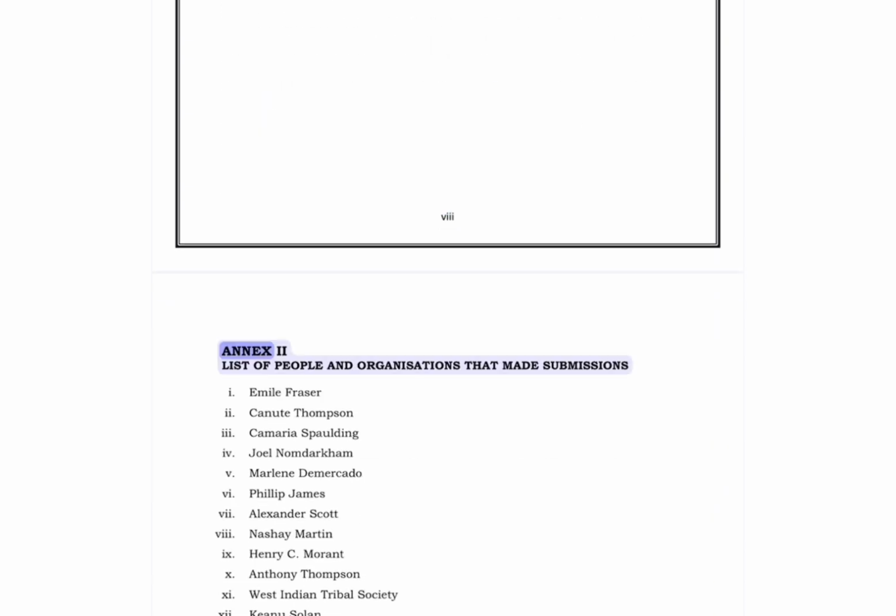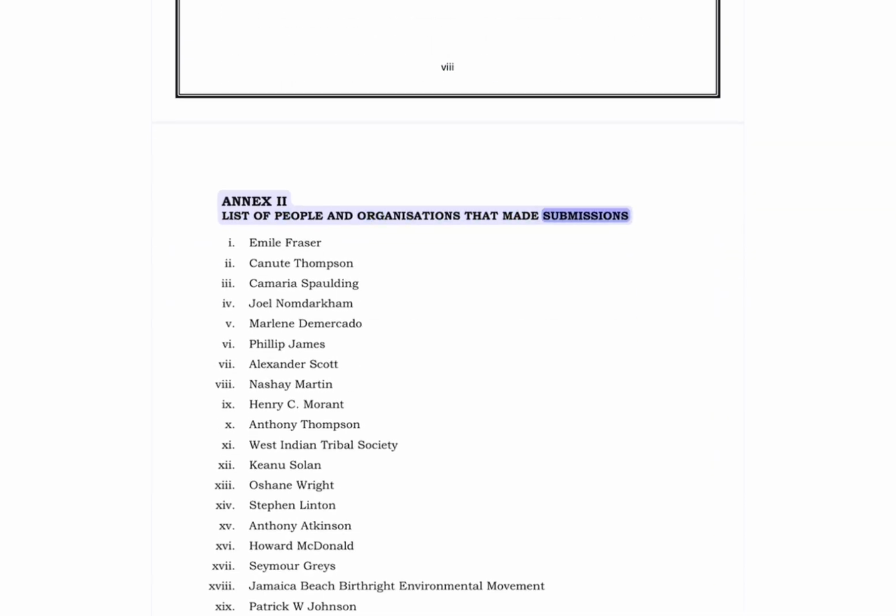Annex to second list of people and organizations that made submissions.